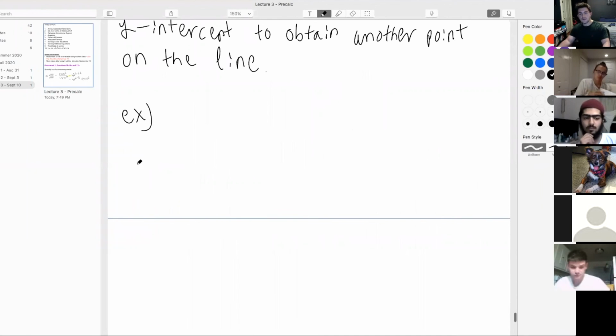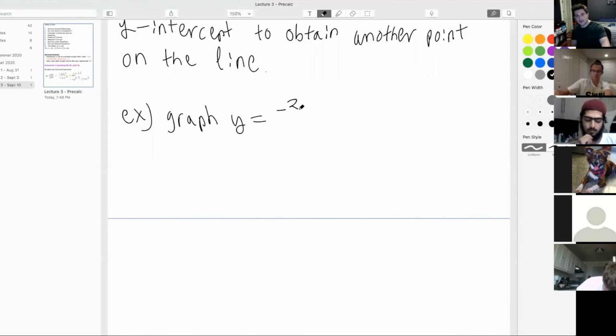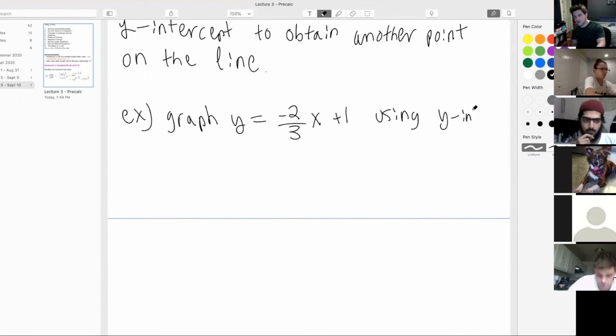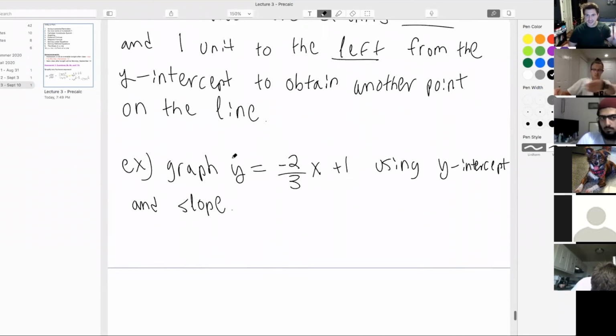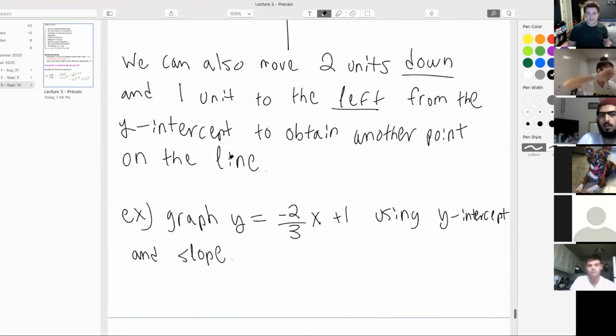So this is kind of how the question will be presented to you on homework or tests. So graph y equals negative 2 over 3x plus 1 using y-intercept and slope. Okay, so pretty much just using the set of steps from this motivating example up top.